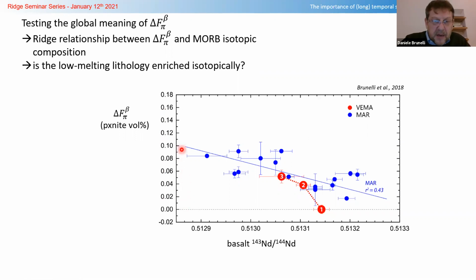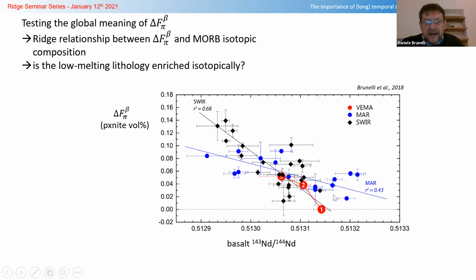So if I increase the amount of low solidus lithology, I increase the difference between the two degrees of estimated partial melting, and I enrich the basalts, because the low solidus lithology is also more enriched isotopically. And the same we observe in the southwest Indian ridge, but with a different slope. That means that the enriched component is different from the enriched component in the mid-Atlantic ridge, and possibly that the depleted mantle at the southwest Indian ridge is different from the depleted mantle in the mid-Atlantic ridge.